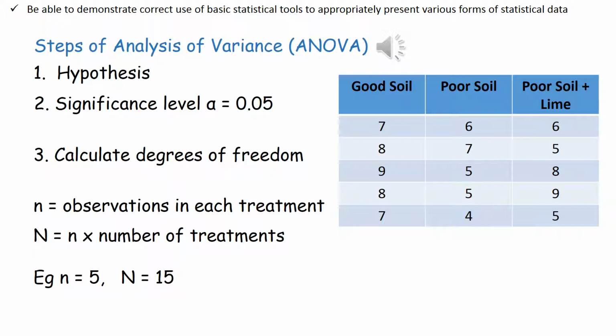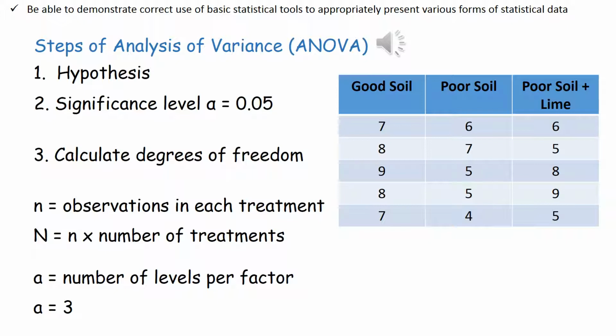So in this example, we have 5 observations in each level of soil quality. There are 3 levels of soil quality. So 5 times 3 gives us a total of 15 observations. We denote the number of levels for a factor as the letter lowercase a. Remembering that this is a one-way ANOVA, we are looking at the main effect of soil treatment. So we have one factor, the soil treatment, and we have 3 levels of that factor. So in this case, a is equal to 3.